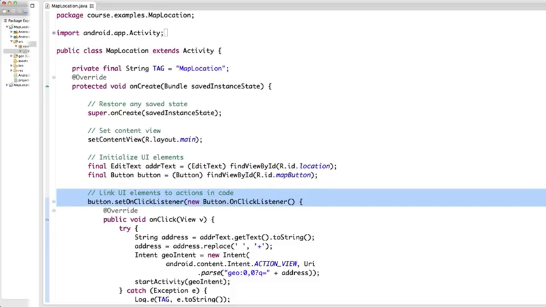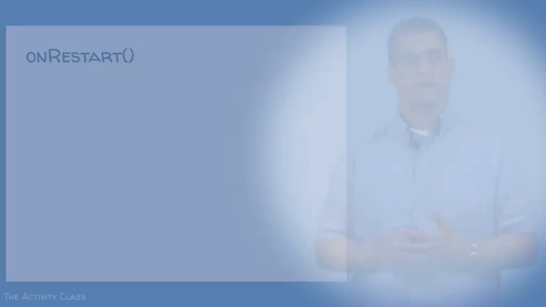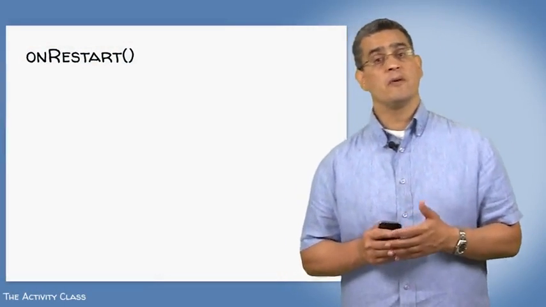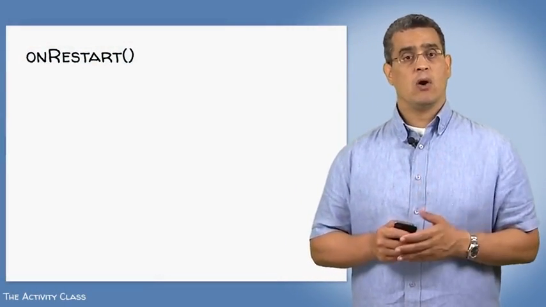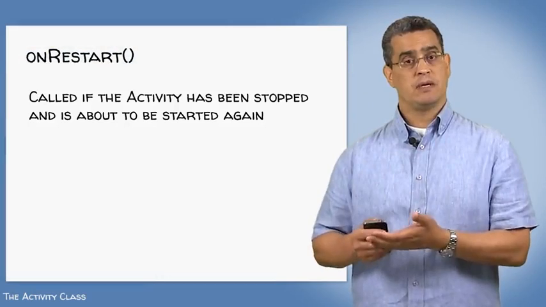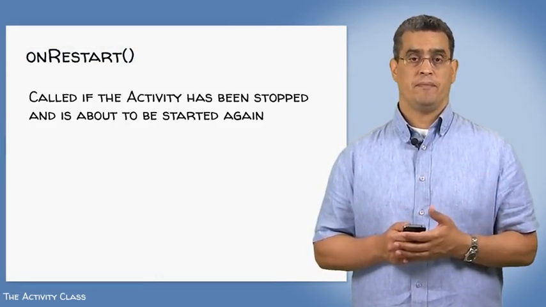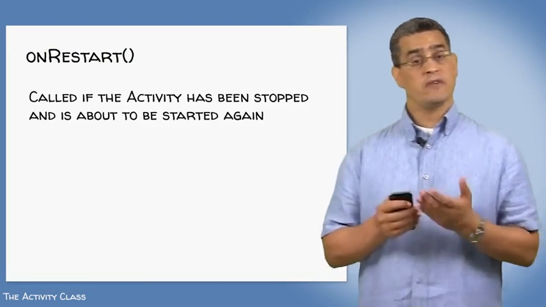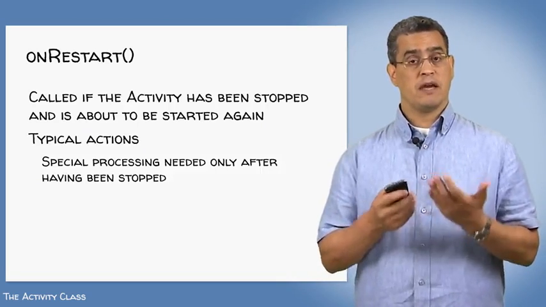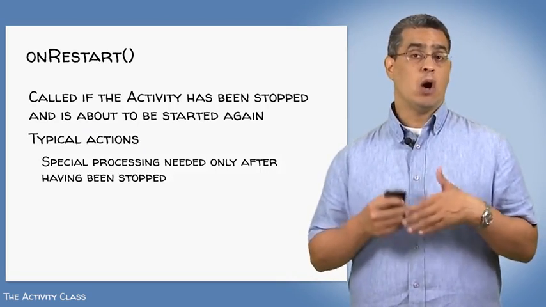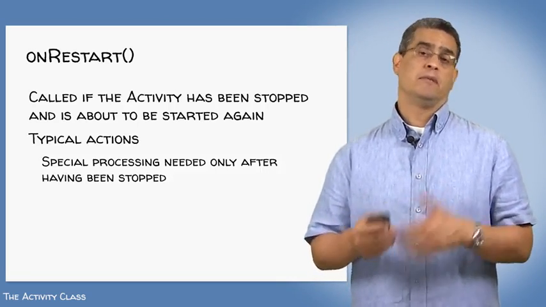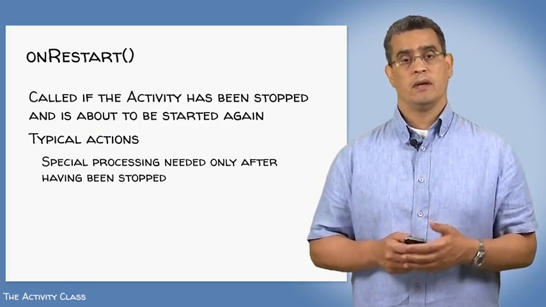Android calls this listener code every time the user presses this button. So this listener code is listening for presses of the button. OnRestart is another lifecycle method. It gets called if the activity has been stopped but is about to be started again. And you can use OnRestart to handle any special processing that is needed only after the activity has been stopped but is about to start again.